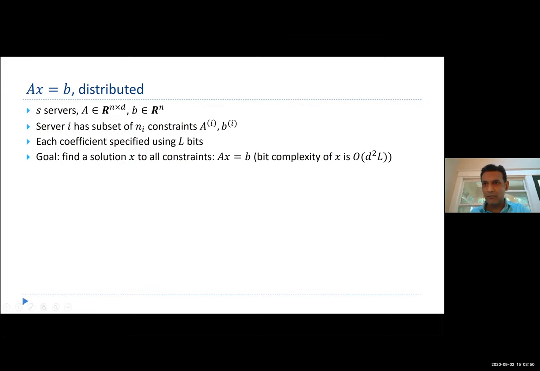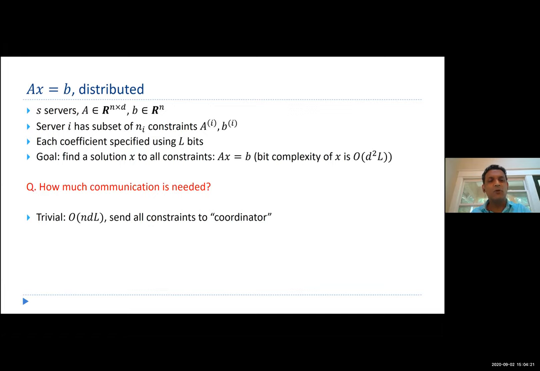Now, we note right away that this is entirely doable because the bit complexity of the exact solution is dimension squared times L in the worst case. So this can be done. So the question that captures most of the spirit of this talk is how much communication do we need? Surprisingly, we didn't find anything in the literature that addresses this. And so trivially, of course, what you could do is everybody sends all their constraints to one server, and then the server solves it. So this one server knows the solution. The communication is just the total input, which is ndL.